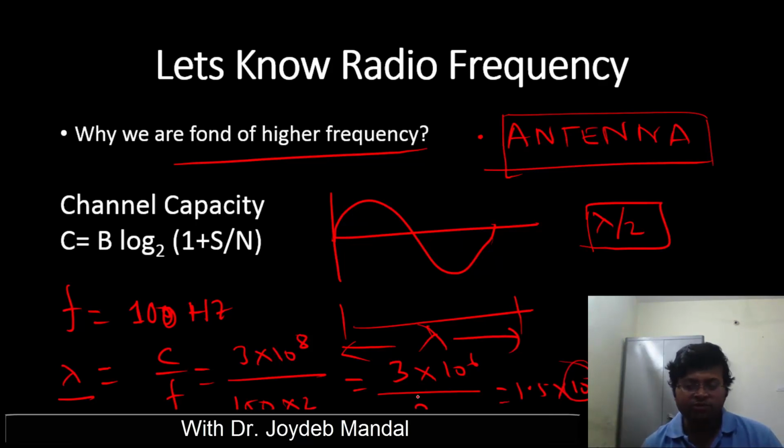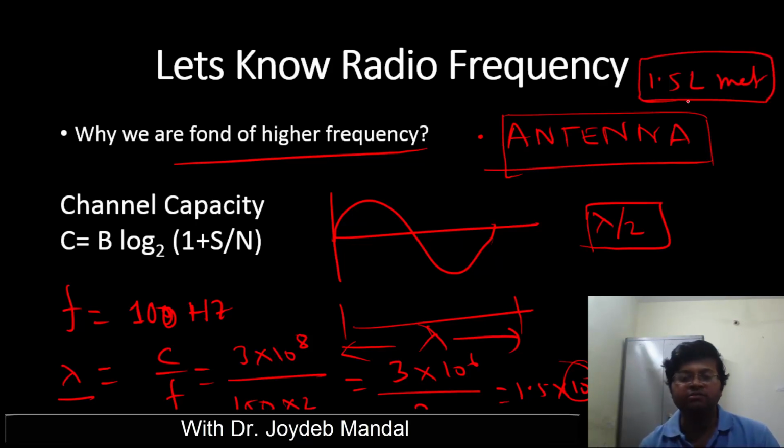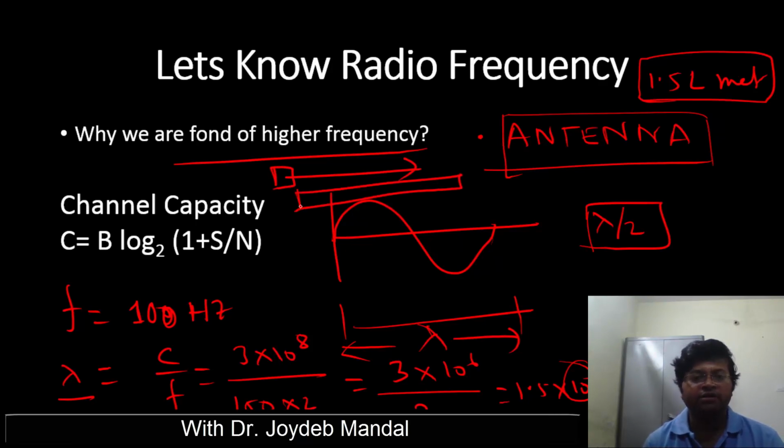So 10 to the power 6 means 10 lakh, so 1.5 lakh meter, it is huge, a few kilometers. To transmit a signal, you need an antenna of a few kilometers. Suppose you are sending a signal to somebody else, then you need a big antenna, it will be very excessive in cost.